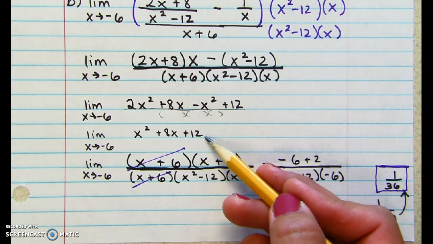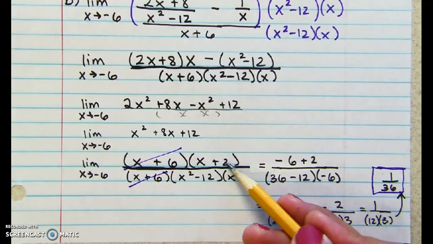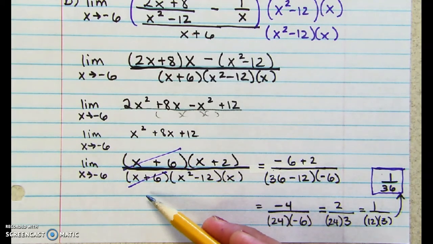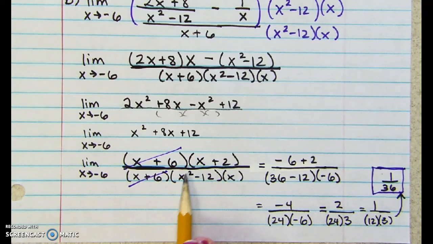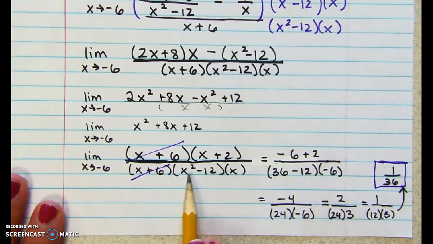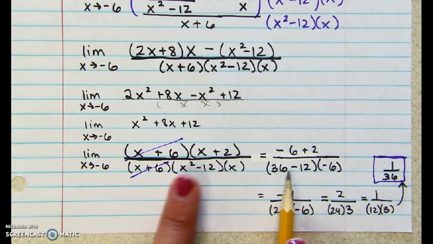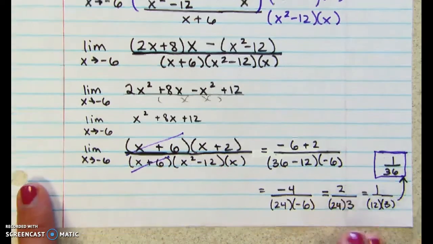So what multiplies to get 12 but adds to get 8 is 6 and 2. Our goal is to plug in -6. That's our goal. So we want the x plus 6 to cancel, which, yay, it finally does. Then we can plug in -6 wherever we see an x. So we have -6 plus 2. What happens when you square a negative? Comes out positive, right? So that has to be positive 36 minus 12 times -6.